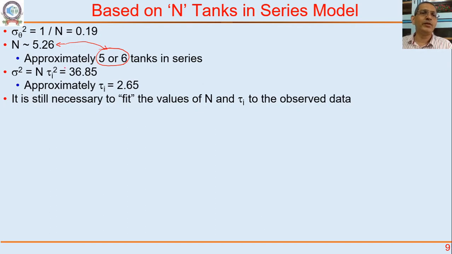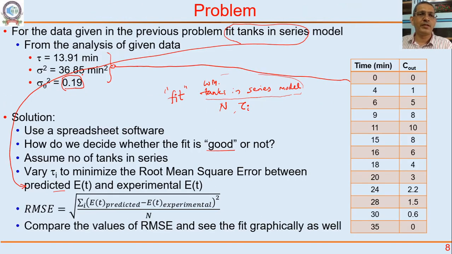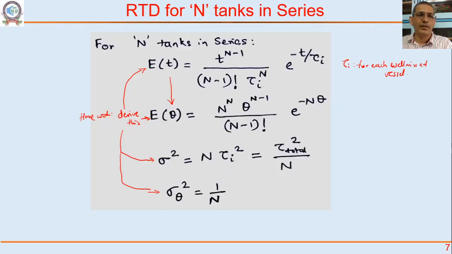Second thing it is telling you is sigma square. Sigma square was 36.85 and tau was 13.91. And look at sigma square. Sigma square is tau total square divided by n.